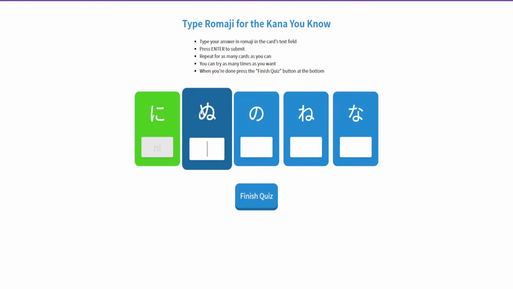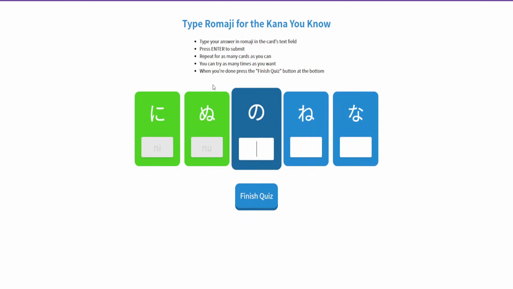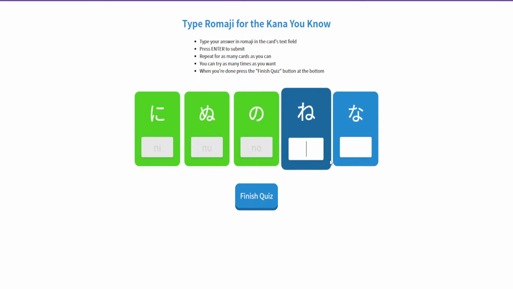Alright, next up we have a noodle looping around, waiting to be eaten. Noodle. What do we got? Good job. Next we have a cute little pig nose. Nose. No. Good.